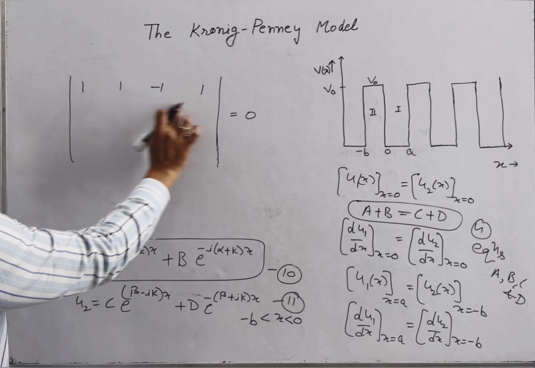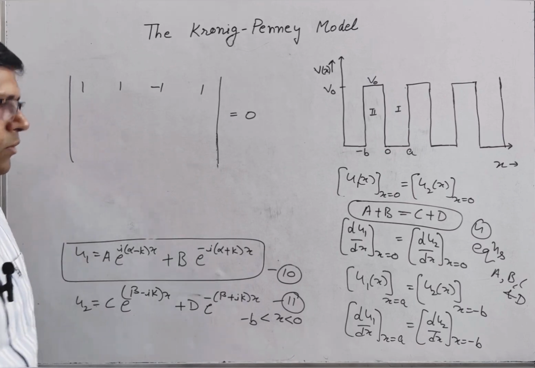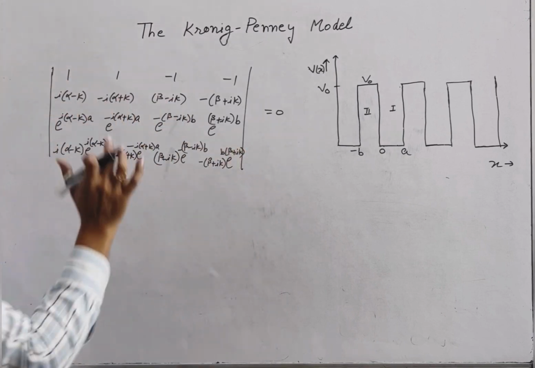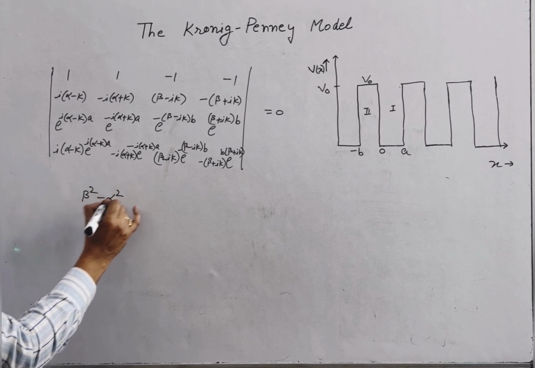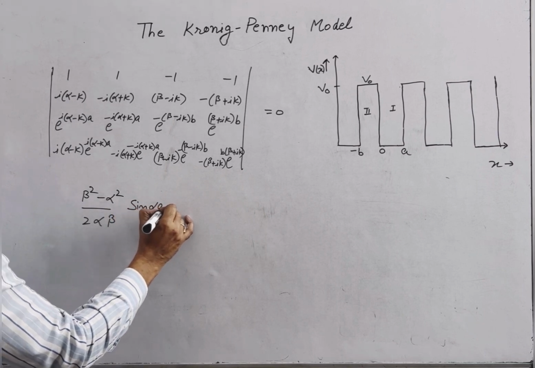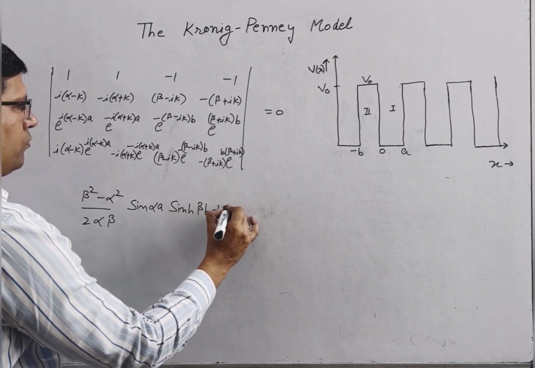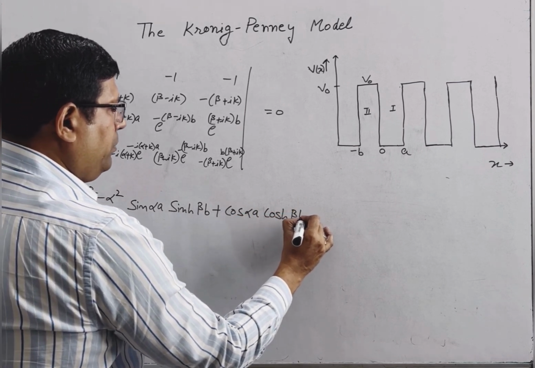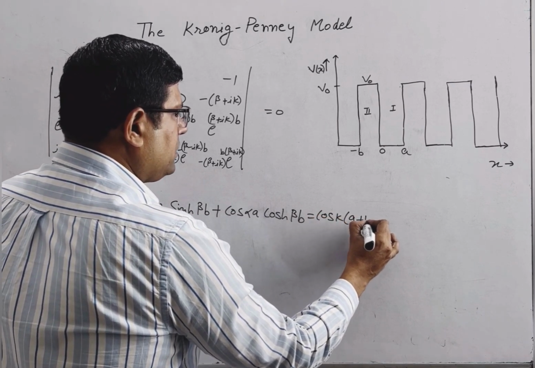So we will take the coefficients of A, B, C, D in a determinant and set it equal to 0, and from here we will get (beta square minus alpha square) upon 2 alpha beta into sin alpha a into hyperbolic sin beta b plus cos alpha a into hyperbolic cos beta b equal to cos k(a plus b).